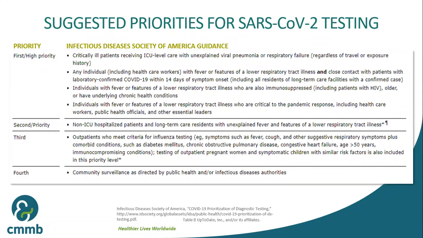The second priority is for people that are hospitalized but not in the ICU, with long-term care and unexplained fever or respiratory symptoms. The third level of priority is for outpatients who meet criteria for influenza testing. And the fourth one is for people that have criteria for community surveillance and directing public health.